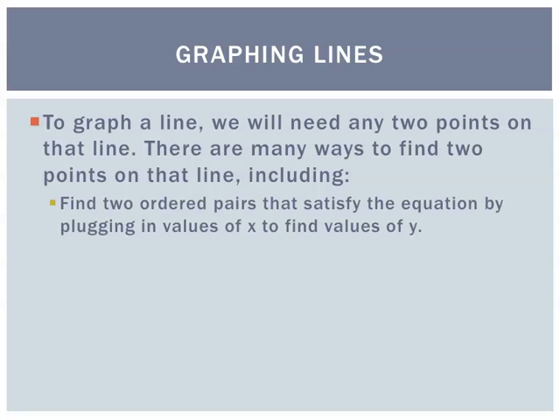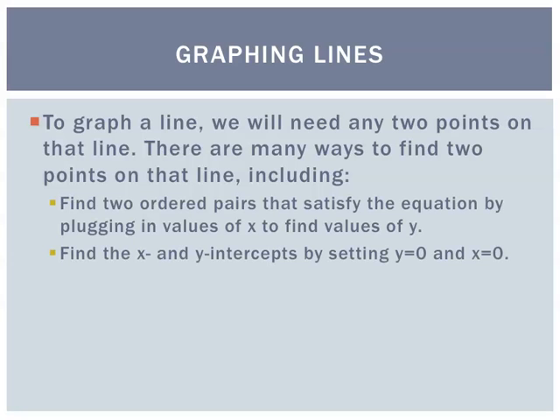Another way to do it is to find the x and y intercepts by setting y equal to 0 and x equal to 0. That's a pretty easy way to find two ordered pairs. When x equals 0, what is y equal to? When y equals 0, what is x equal to? And that will easily give you 2 points.